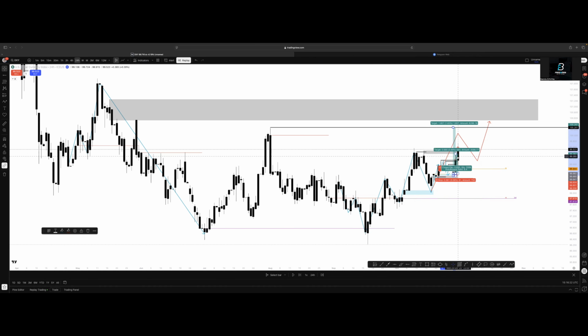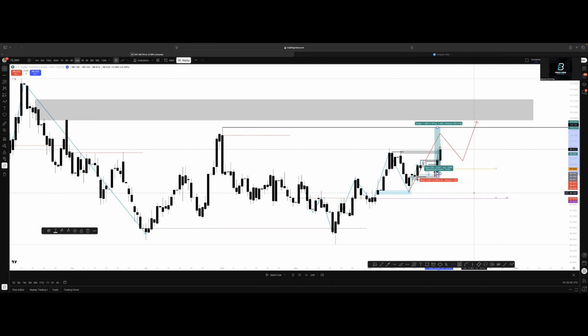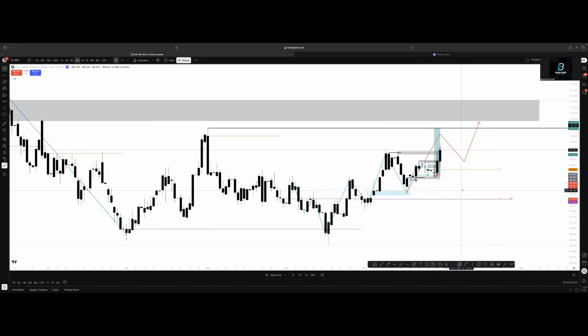And this is how you catch a very good position that just keeps running. So you don't need to trade every single time. So this is Thursday now, right? So now the higher time frame is telling you that we are bullish.